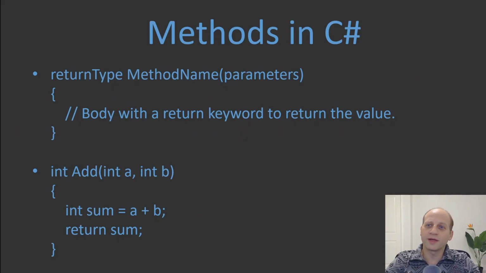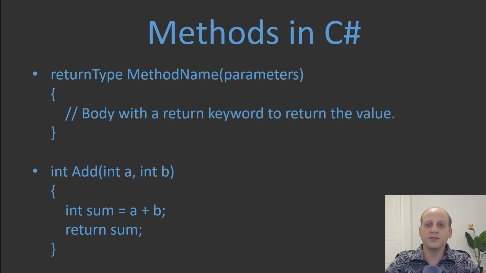Let's see how we write methods in C#. The structure of a method is like this. First, we have the return type of the method, which means what the method will return. Then we have the method name, using which we call the method. And then we have the parameters that the method gets. After that, we open a block using curly braces, which is the body of the method, and it contains the method's commands. The body is like a small program that does a specific task.